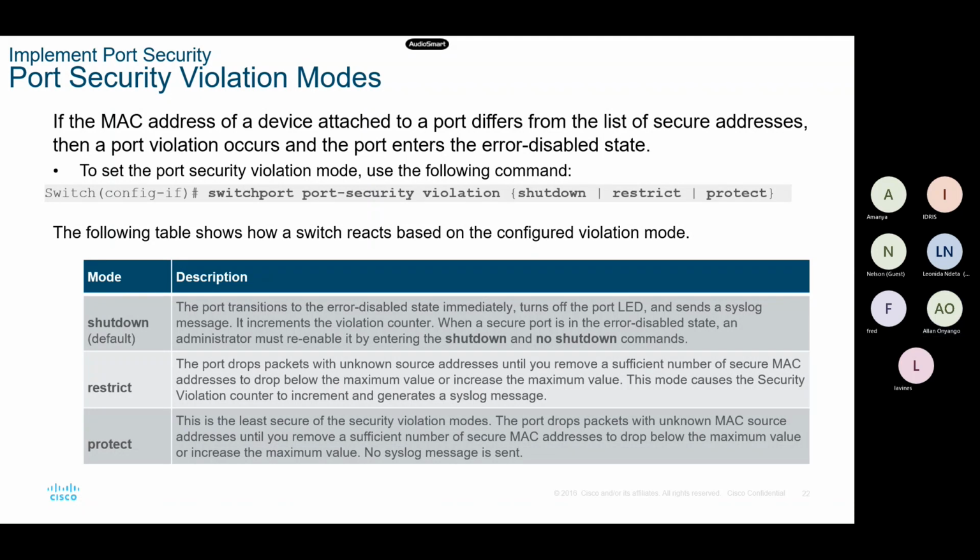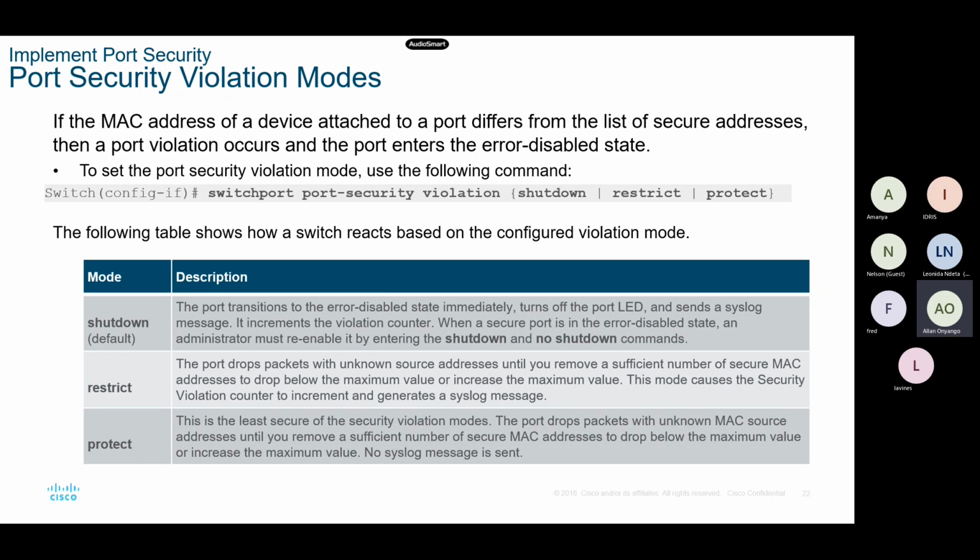If you are on shutdown, obviously the port is going to go into an error-disabled state. And that means that the LED of the port, the lights you see on the switch ports, is going to go off. And a message will pop up on the command line. If you are on the command line of the switch, you'll see some syslog messages being generated of error disablement.